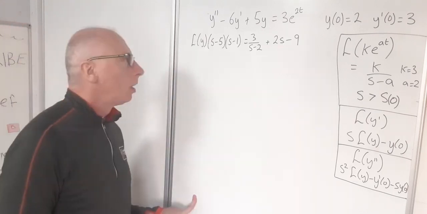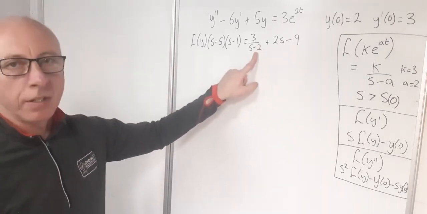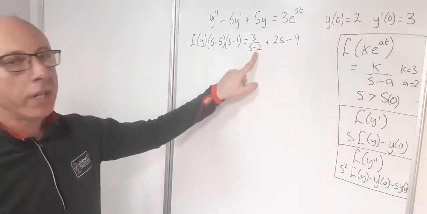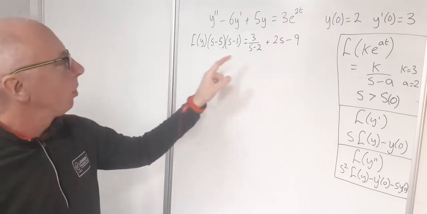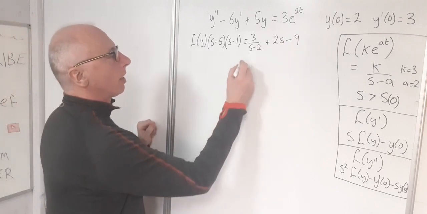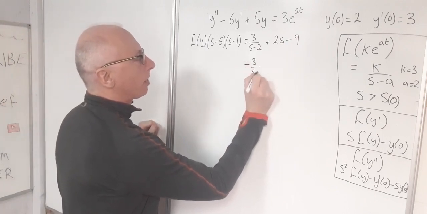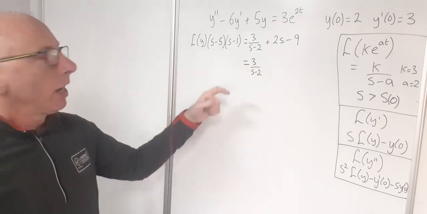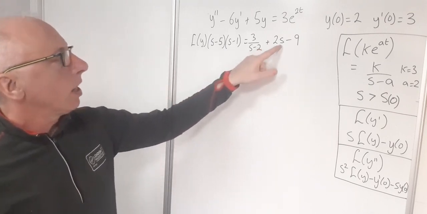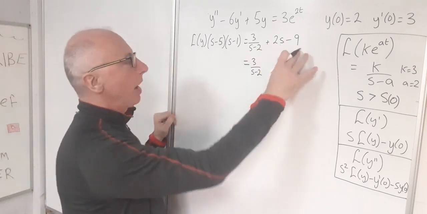So let's just take care of this 2s minus 9 and get a denominator the same as this one here. That's going to need to be done before we can bring these over to do this properly. So let's take care of that. So now we've got this one equals 3 over s minus 2, and then each one of these times s minus 2. So I'm going to just multiply the whole thing by s minus 2.